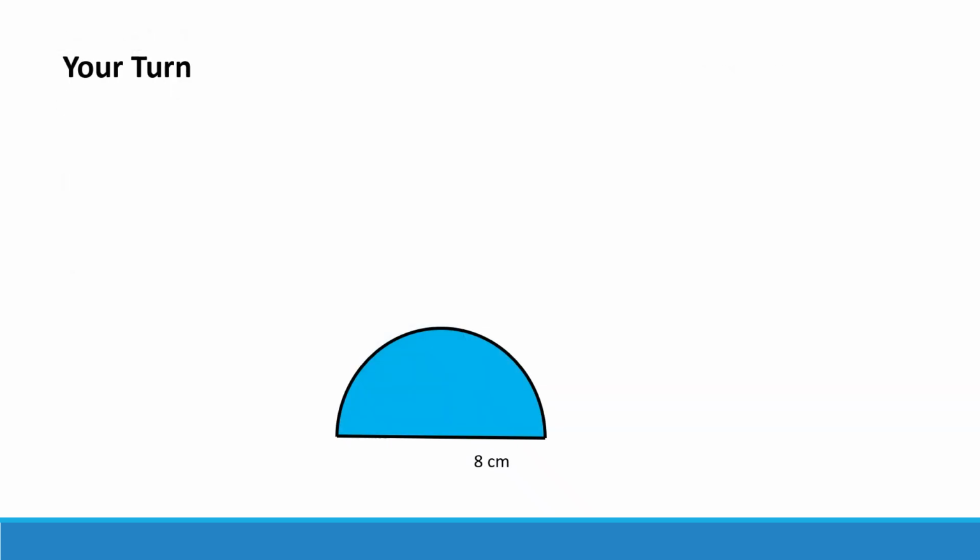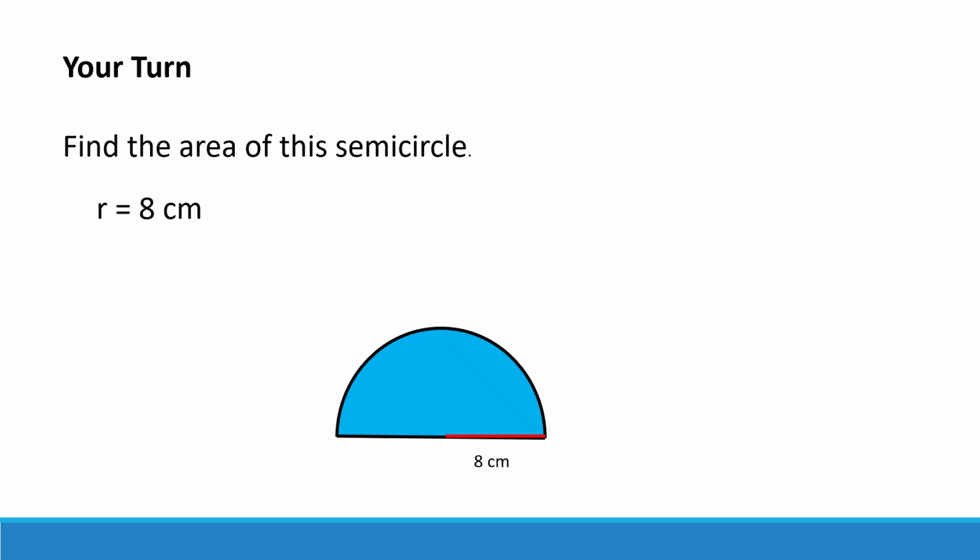Now it's your turn. Find the area of this semicircle. The radius is 8 centimeters. Use 3.14 for pi. Pause the video and work it out.